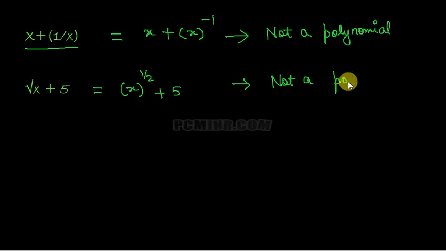So I hope you can understand now that to identify whether a given algebraic expression is a polynomial or not, you just look at the powers of the variables. If it is a whole number, it's a polynomial. If it's not a whole number, it's not a polynomial.